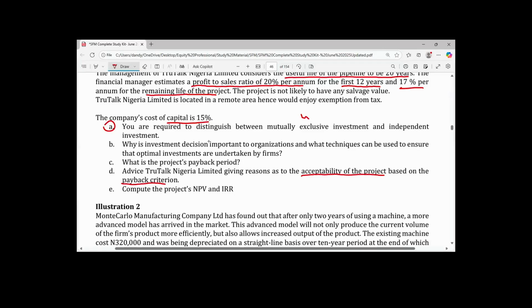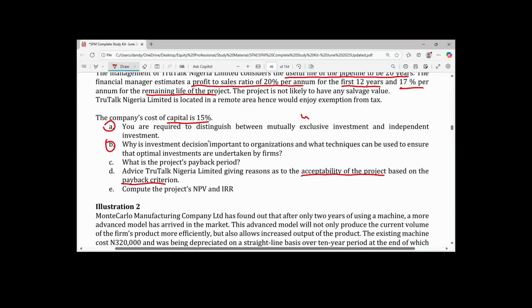You then say the techniques that can be used to ensure optimal investment decisions are undertaken include net present value, internal rate of return, payback period, adjusted present value, accounting rate of return. You just mention a few techniques, then you say etc. That's what the examiner is asking you in that B part. So I repeat, the examiner is asking you, why is investment decision important and what techniques can be used? Investment decision is important in order to determine its financial viability.